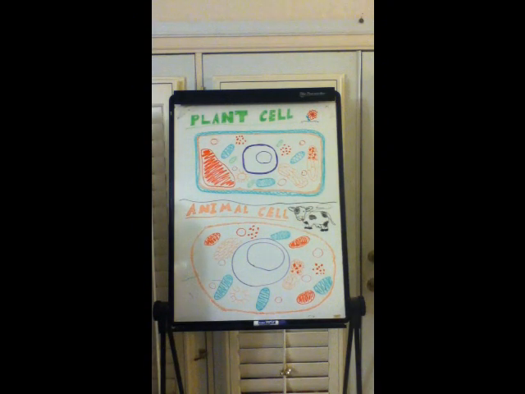Another thing is the chloroplast, which I depicted right here. The chloroplast is used during photosynthesis to create its energy and its food for it to be used later on for the cell. And that is the similarities and differences between the animal and plant cell.